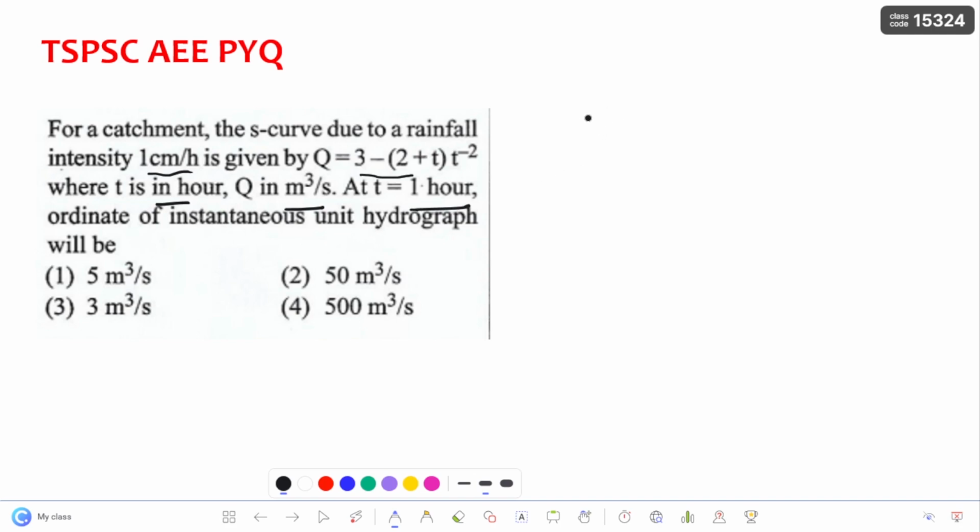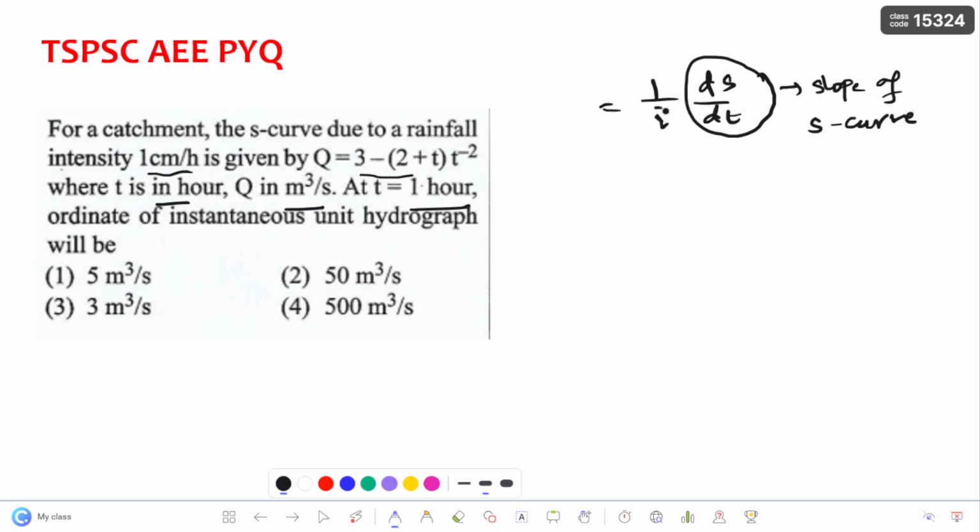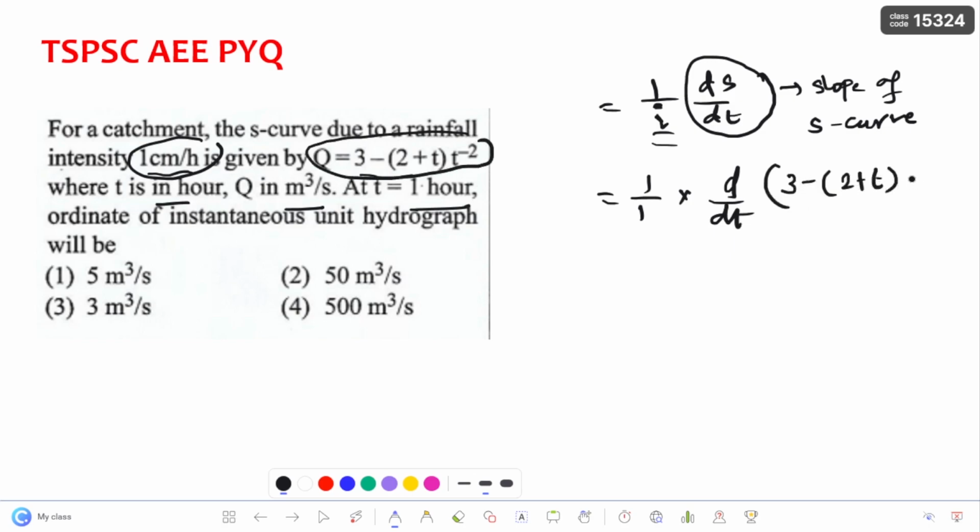We all know that the ordinate of the instantaneous unit hydrograph is given by 1 by I into dS by dt, where dS by dt is the slope of the S curve, and I is the intensity of rainfall. Here I is given as 1 cm/hour, so it is 1 by 1 only, into d by dt of the expression given in the question: 3 minus of 2 plus t into t to the power minus 2.